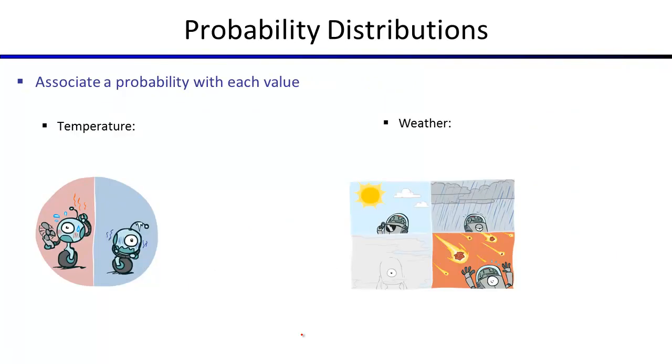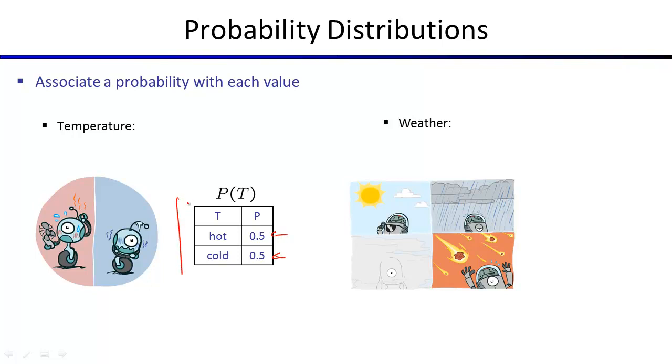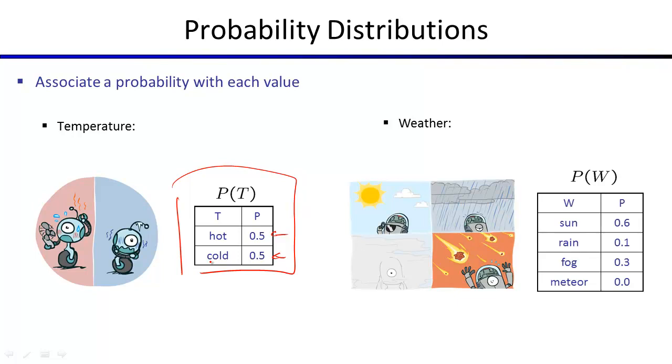What's a probability distribution? Once you have a random variable, you can associate a value with each value in the domain of that random variable. So for temperature, hot, cold, you could say, well, it's a 50-50 distribution. This is your probability distribution. Weather, here is a possible distribution with probability 0.6 sunny, 0.1 rain, 0.3 fog, and 0.0 meteor showers.